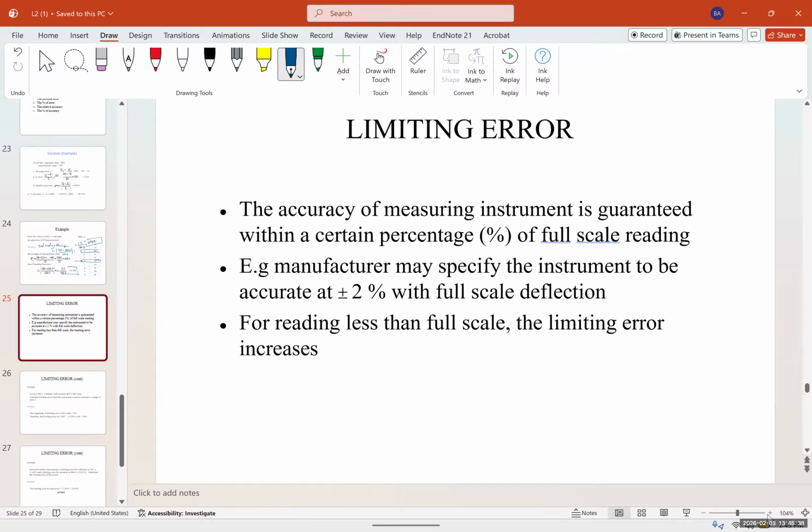Now, the accuracy of a measuring instrument is guaranteed with a certain percentage of full scale reading. For example, a manufacturer may specify the instrument to be accurate at plus or minus 2% of the full scale deflection. For readings less than full scale, the limiting error increases.